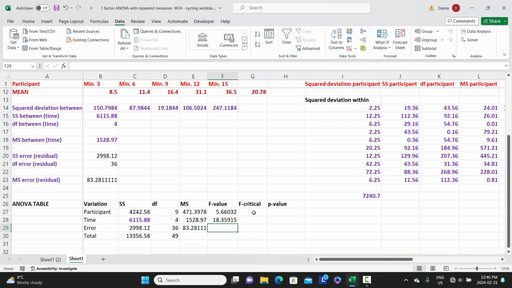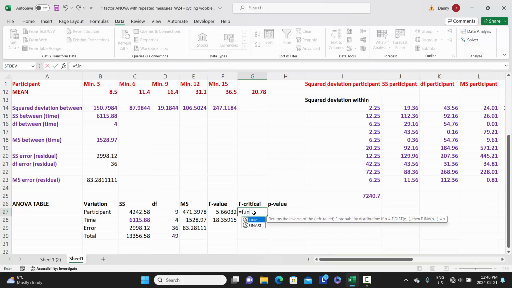And so we're going to ask Excel to look that value up for us. And to do that, I hit the equal sign, and I type in the Excel command F.INV.RT. Make that a V, not a C, RT. I shift 9, and I type in the probability of committing a type 1 error, or our alpha level, and that's 0.05, comma, the degree of freedom between, and that would be for the time.